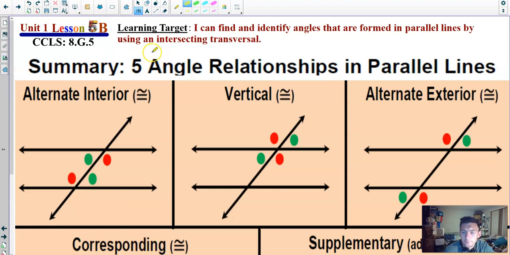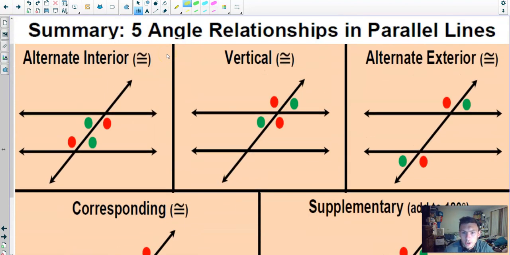Here's another slide showing all the angles. So you can see here, alternate interior are the interior angles that are diagonally across from each other. So you can see they did green dots and red dots. Vertical angles you already knew. They're the ones that are right across from each other. So again, green and red dots. Alternate exterior are exterior angles that are diagonally across. So look at the dots.